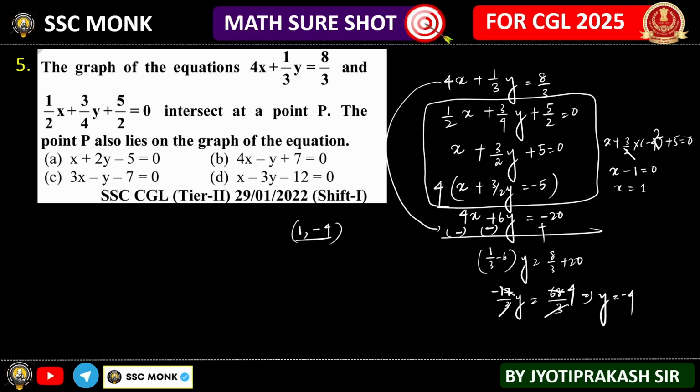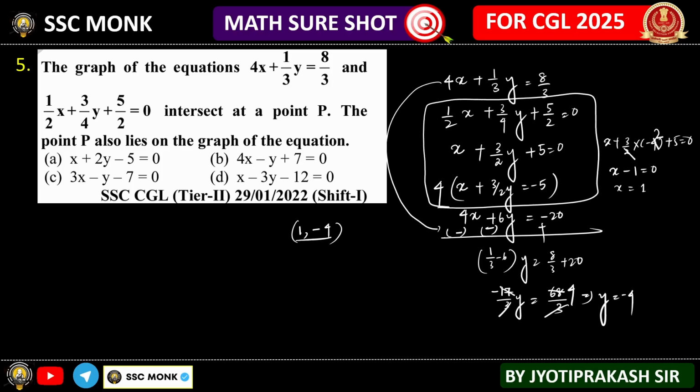Now I need to check, if I apply the x and y values over this equation, the whole thing should be 0. So in which equation is that possible? Now see, 3x minus y minus 7 is equal to 0. X plus 2y minus 5 is equal to 0. 4x minus y plus 7 is equal to 0. X minus 3y minus 12 is equal to 0. I can check any and find here.